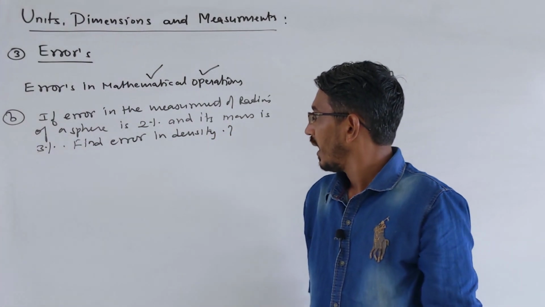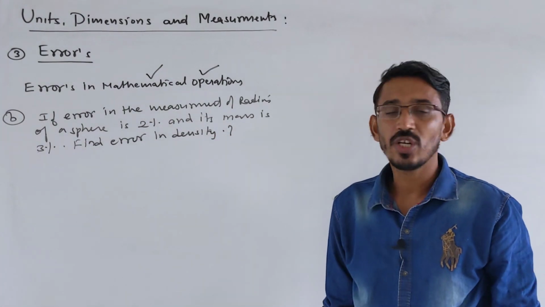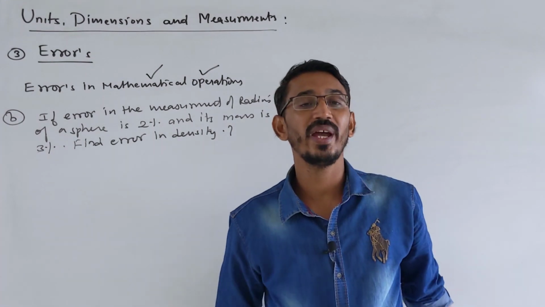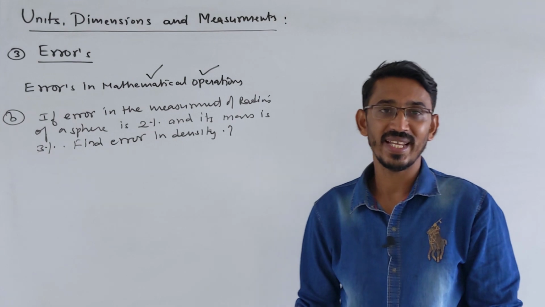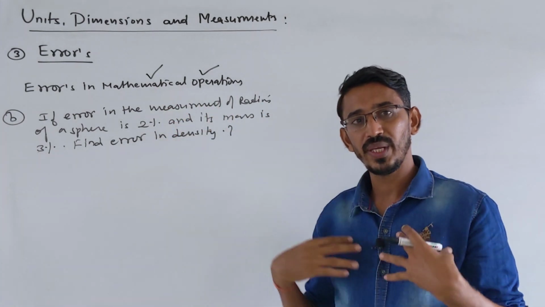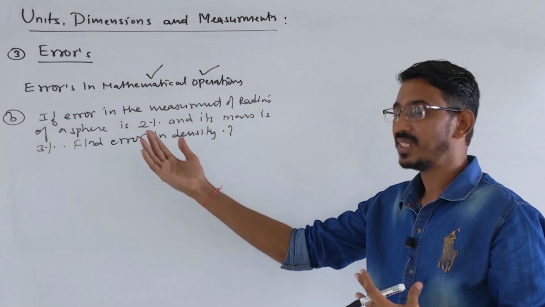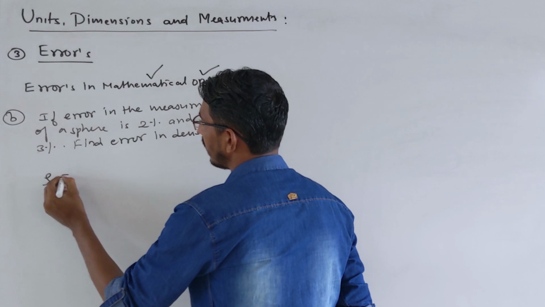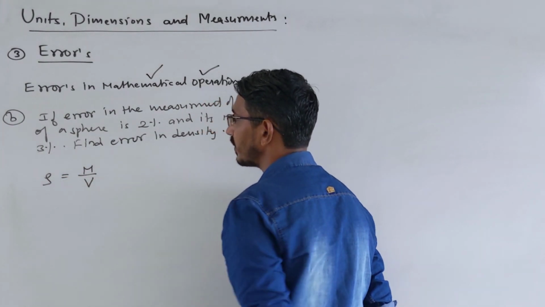Yes, if error in the measurement of radius of a sphere is given 2% and mass is given 3%, we have to find error in the measurement of its density. Okay, this formula also we know. So this type of question where formula we know, they will ask this way. Then the second type of question also I will talk about. Okay, first density of a sphere is mass by volume. Correct.